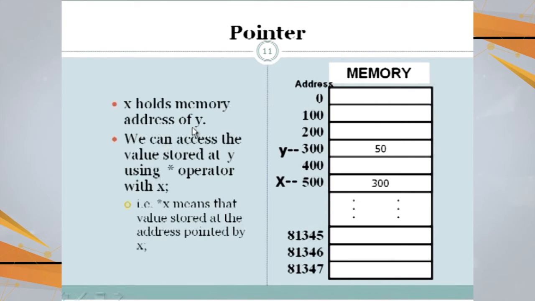Here in this example, x holds the memory address of y, as x is a pointer variable. We can access the value stored at y using the asterisk operator with x. That is, when we use simple x, it will return the value of x, that is the address of y. But when you use *x, it means the value stored at this address. That is, *x means the value stored at the address pointed to by x. So the value stored at this address is 50.